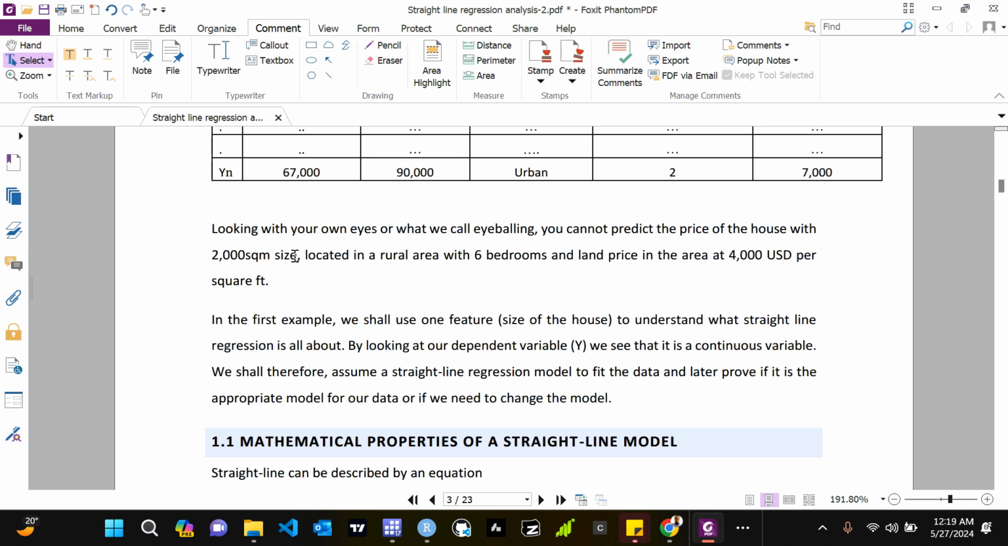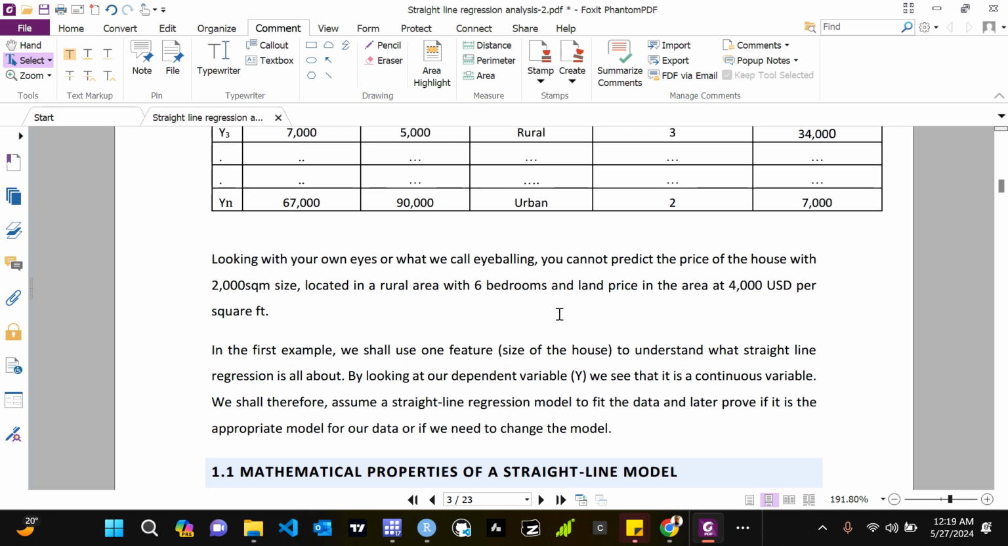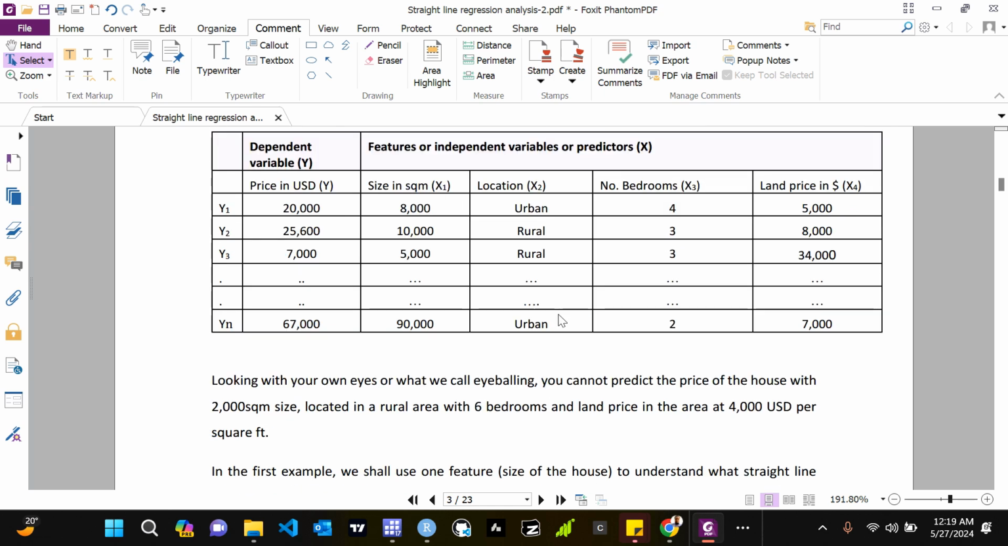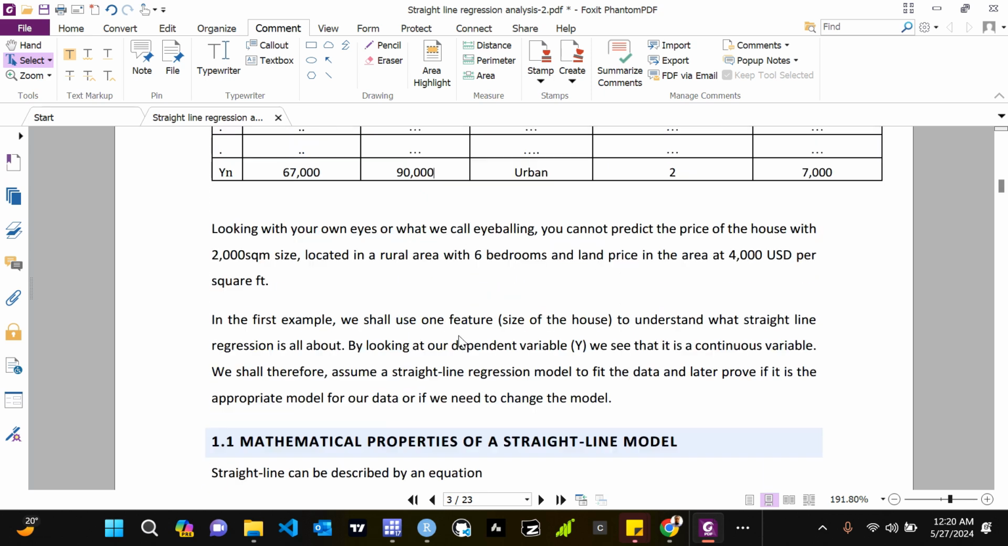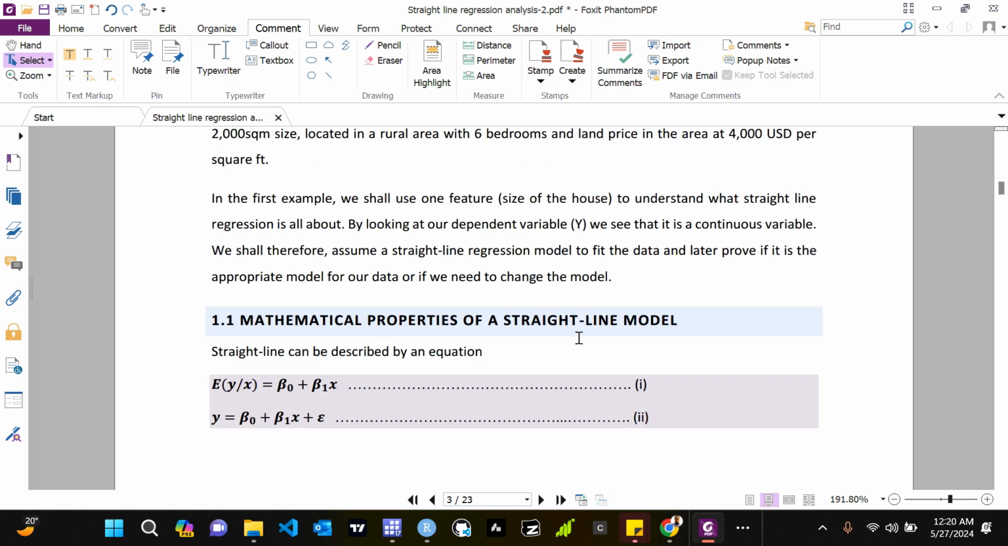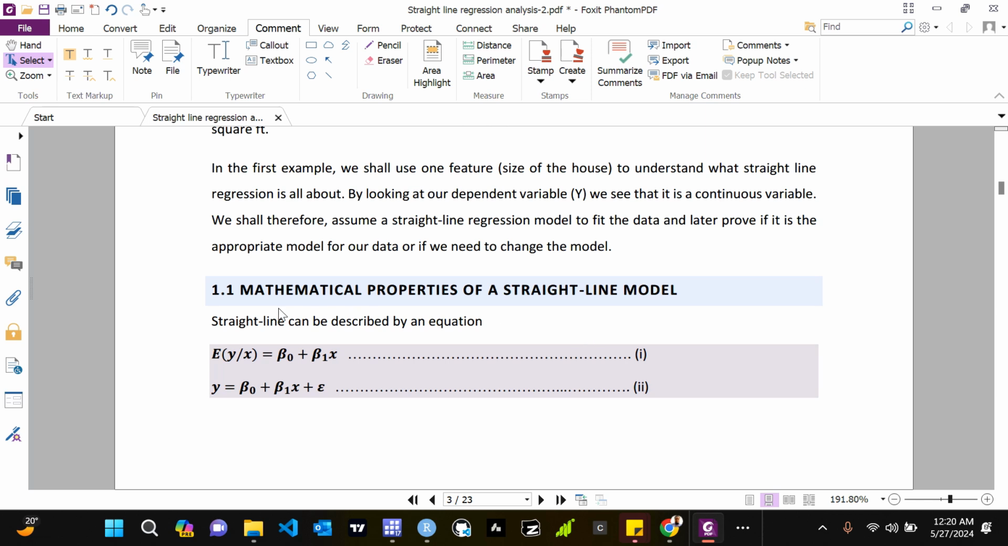You cannot. But we can use what we call linear regression, such that we fit these points on the y points alongside these values, and we draw a line of best fit which we can use to determine the prices. So what are the mathematical properties of a linear regression or a straight line model?